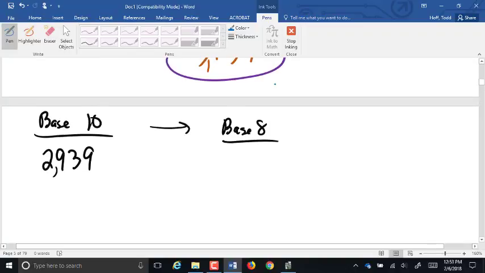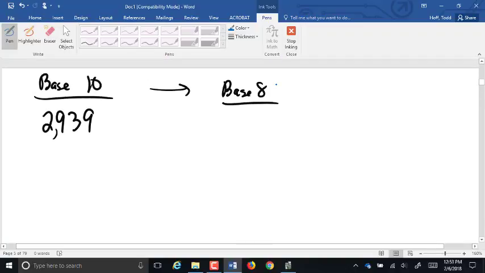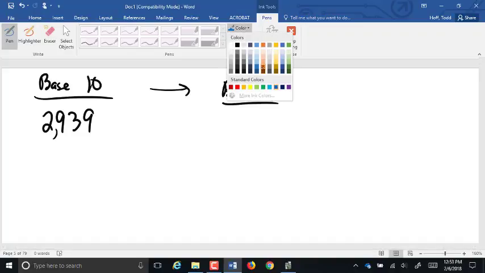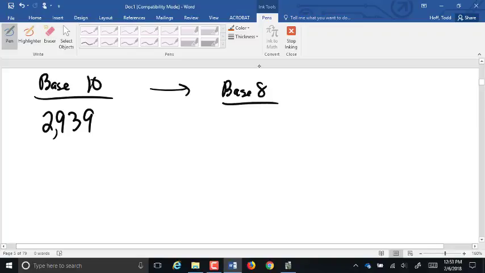Well, first thing we have to do is we have to look at our number line. And we have to find what is the largest place value that is smaller than 2939. Well, 32,768 is definitely too big. So the next one we have is the 512, right? So 2,939, how many times does 512 go into that? 5 times, very good. So here's what I'm gonna do, is I'm gonna put a 5 here in that 512's digit. 5 times 512 is 2560, correct?